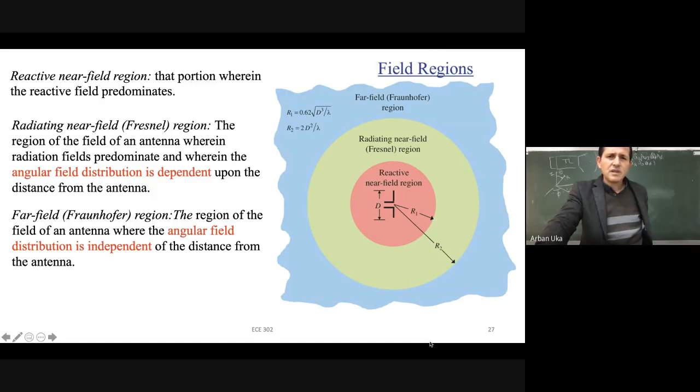So let's try to remember this slide, and we can read that the reactive near field region is a portion where the reactive fields predominate. The radiating near field, or Fresnel region, is the region where the angular distribution is dependent on the distance from the antenna. But then we have the far field, where the angular field distribution is independent of the distance from the antenna, which means that you have a region where the field, E theta, is constant everywhere. It is independent of the distance from the antenna.